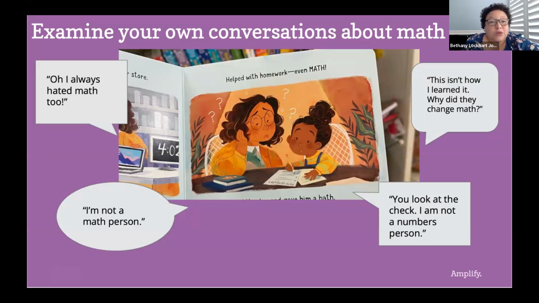This isn't how I learned it. Why did they change math? Or I've heard parents say, "No, you look at the check, I'm not a numbers person," or friends say, "I'm not a math person," or, "Oh, I always hated math too," right? These conversations that are impacting your disposition really, really matter.